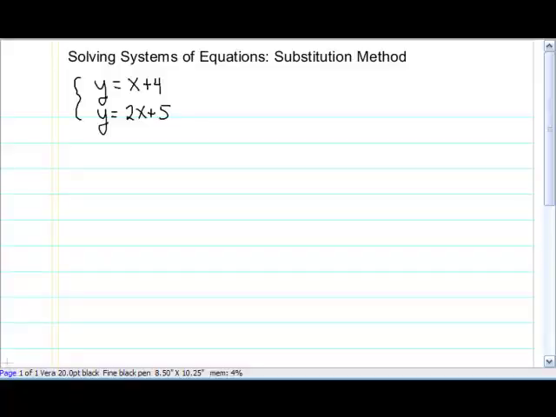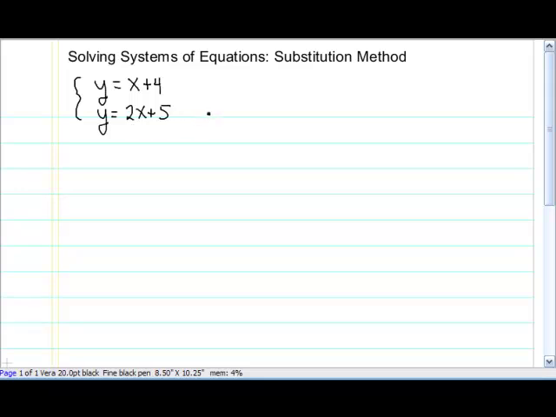This is Mr. T. In this tutorial, I'm going to talk about solving systems of equations algebraically by using what's called the substitution method. Remember, when we're solving a system of equations, we're looking for a point, an xy pair, that makes both equations true.